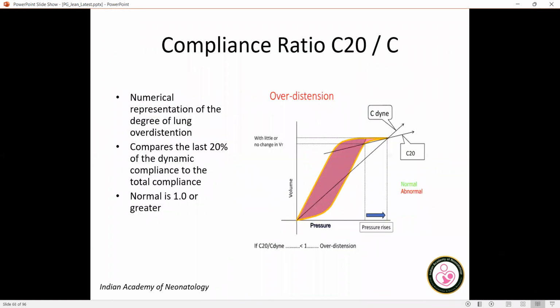To quantify the over distension, there is a criterion. There is a ratio known as the compliance ratio, that is E20/C. That is a numerical representation of the degree of lung over distension. It measures the last 20% of the dynamic compliance relative to the total compliance. If the ratio is 1 or more, it is normal. If the ratio is less than 0.8, that means there is significant over distension. We should come down on the PIP or the lung will go for a pneumothorax.